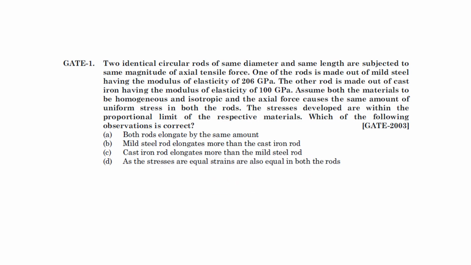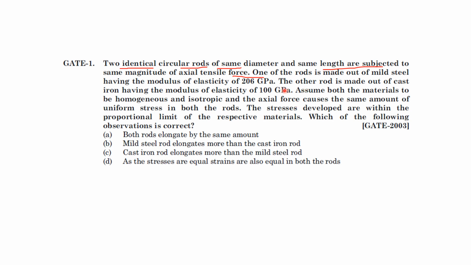Okay, we'll read question number 1. What is it saying? Two identical circular rods of the same diameter and the same length are subjected to the same magnitude of axial tensile force. One of the rods is made out of mild steel having a modulus of elasticity of 206 gigapascal. See, it is a question, so I'm reading fast. You can stop the video and read that also. I have to read that, understand that, and explain that.